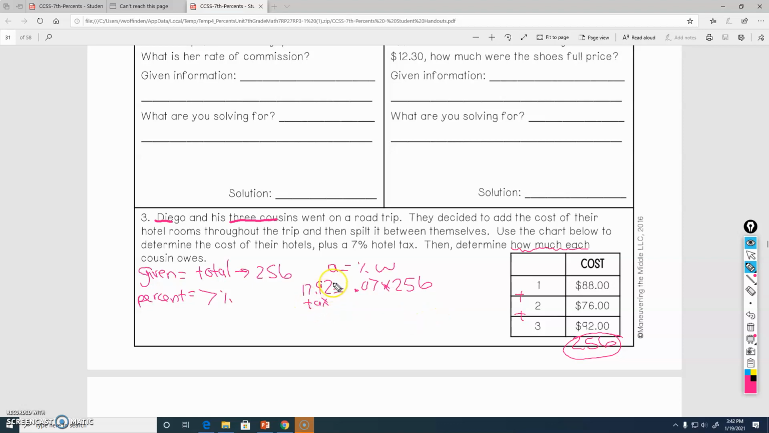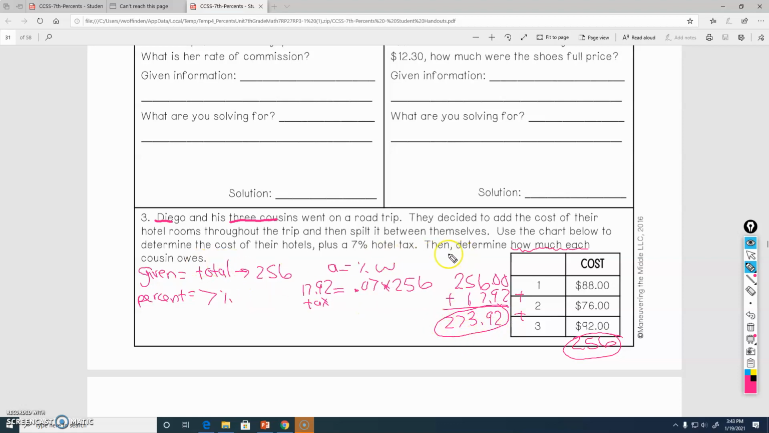And that's my tax that I will owe. So guys, this tax is a part of my total. I need to add it to the total cost of those hotel rooms, which might I say were quite cheap. So $256 plus $17.92, and I get $273.92 total. Okay, so I finally know exactly what it costs for this road trip.